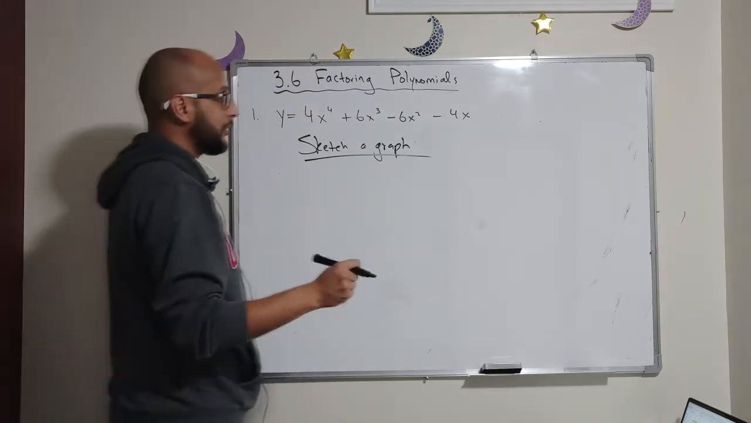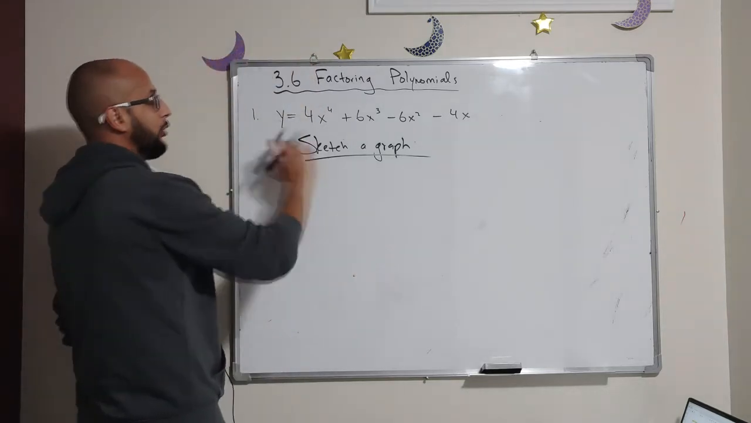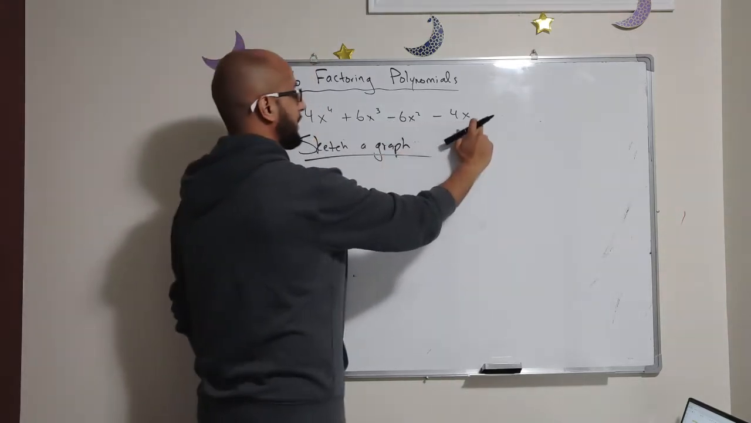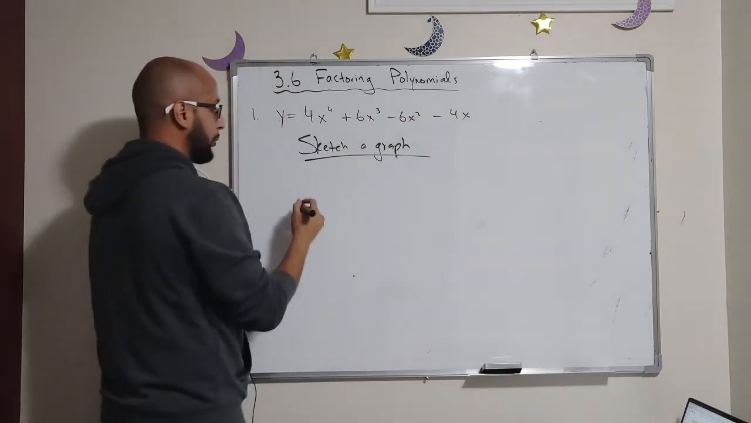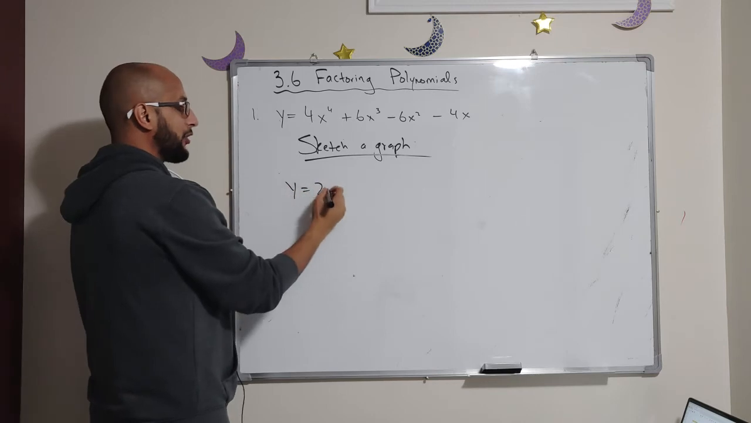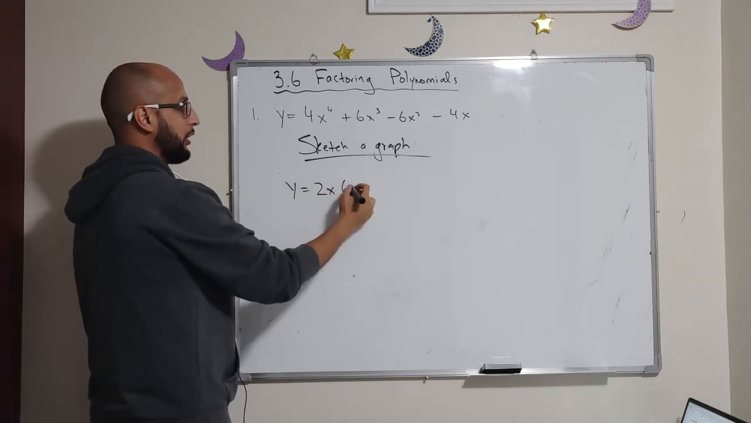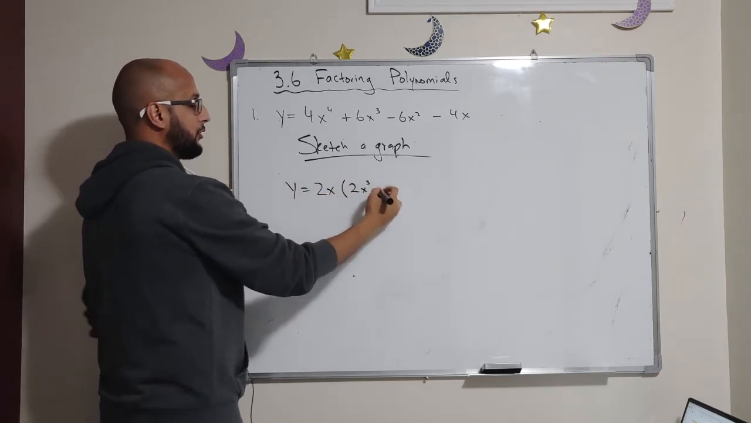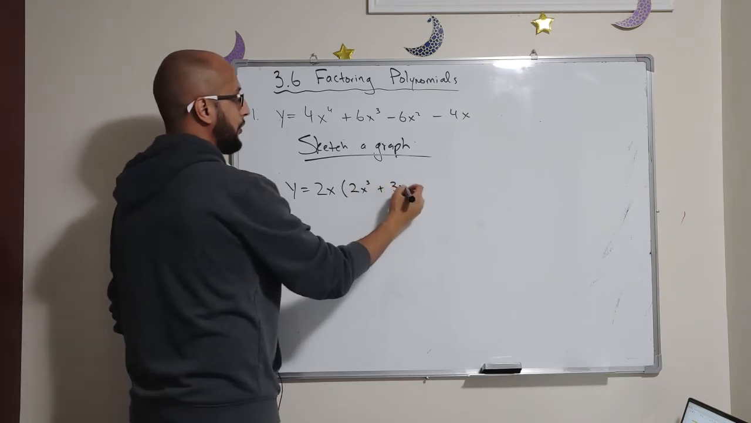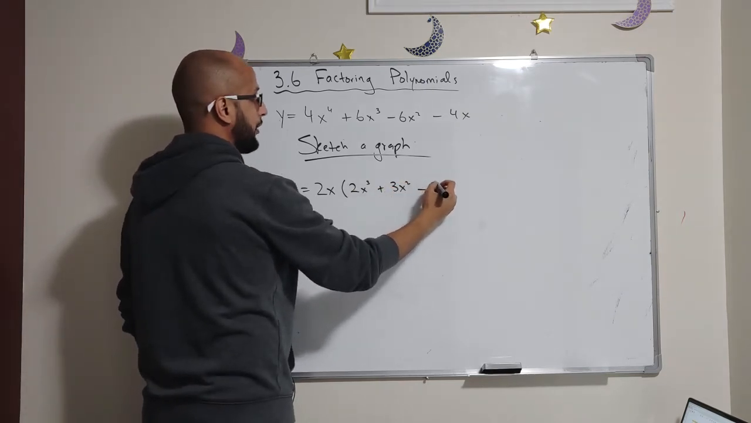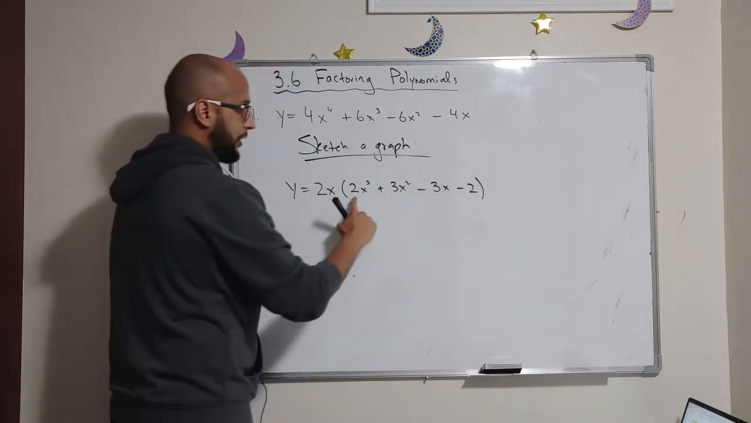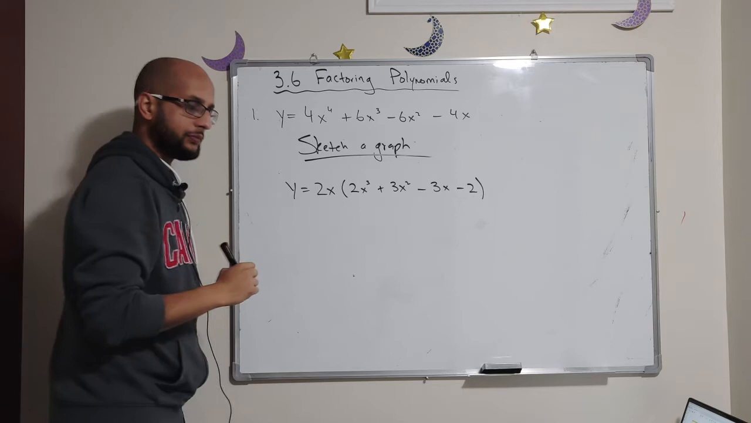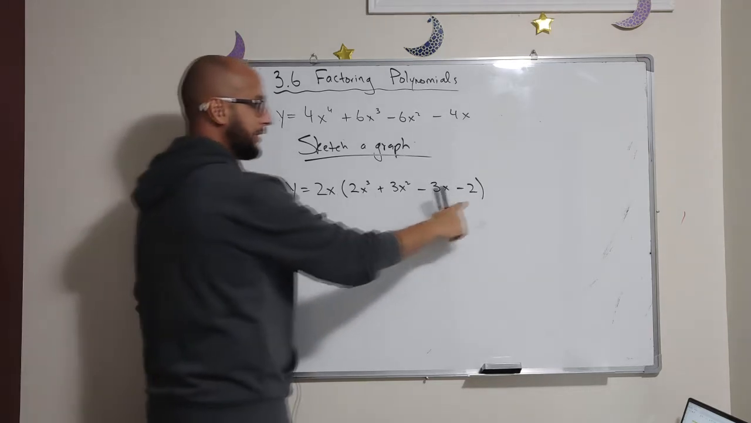In order to factor it, what's the first step? Well, I'll notice that there is an x that's common in all of them, and all the coefficients are multiples of 2. So I can factor out 2x. We're left with 2x to the power of 3 plus 3x squared minus 3x minus 2. So this is now our new equation. Now we need to factor this equation.